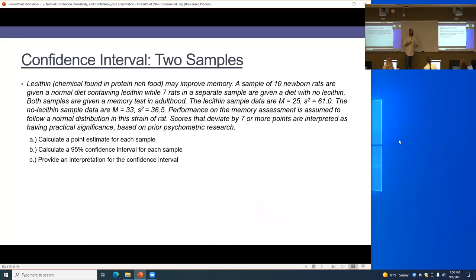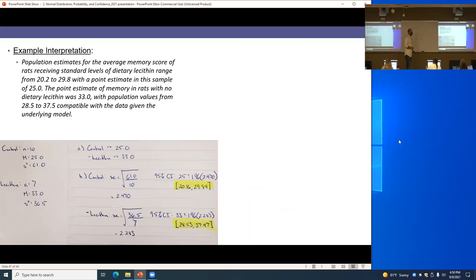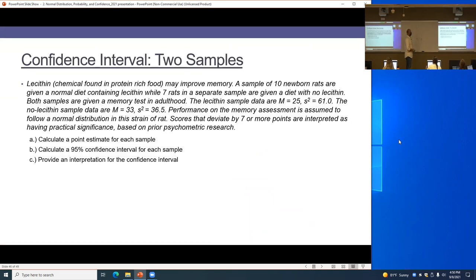Okay. One last question, example here. What we're going to do is play with a couple of different intervals. So we've got this chemical found in protein-rich food that could improve memory. We have 10 new worn rats given a normal diet containing lecithin, and 7 rats in a separate sample given a diet with none. Both samples were given memory tests as adults. These are rat memory tests, so it's very precise.